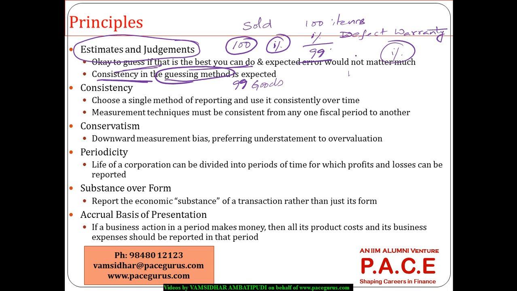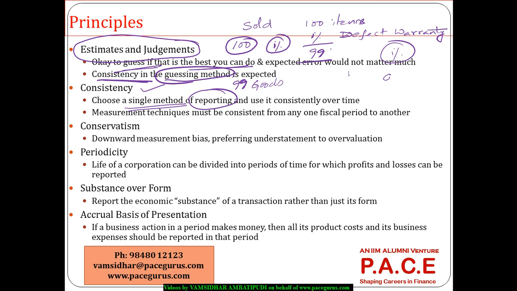So what the accounting principles talk of is that the estimation mechanism cannot differ. It has to be consistent across the different financial years. Then there is another principle that is driving the financial statement, the consistency. Whatever is the method of reporting that we are using, choose a single method and use it consistently.